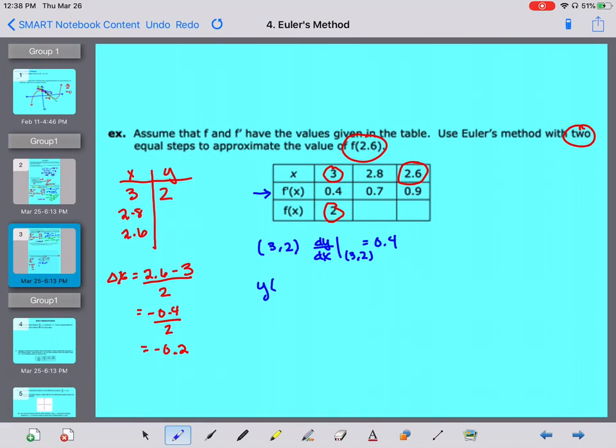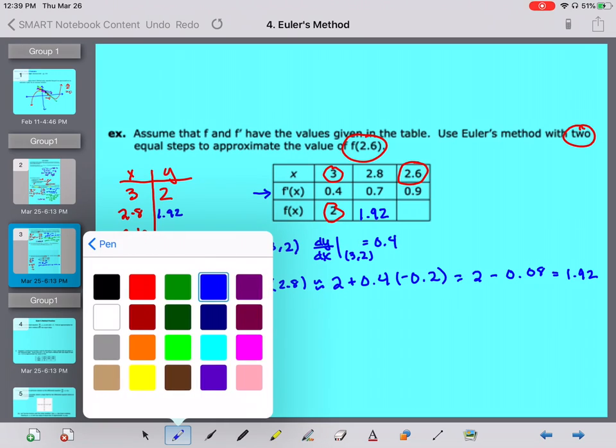So y of, and we're looking at 2.8, that's what we're trying to approximate, is approximately the y value from the previous point, 2, plus the slope times the change of x, right there. So if we do that calculation, we wind up getting 2 minus, 2 times 4 is 8, move the decimal over twice, 0.8, which gives us 1.92. So here we are at 1.92. If we want to fill out this table, 1.92 is where we're at. I just like my tables vertical versus horizontal. It just makes it easier for me.